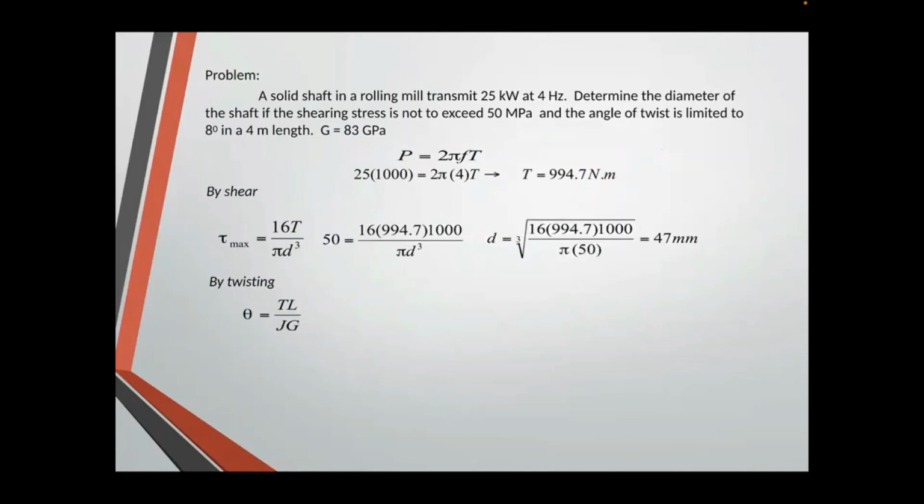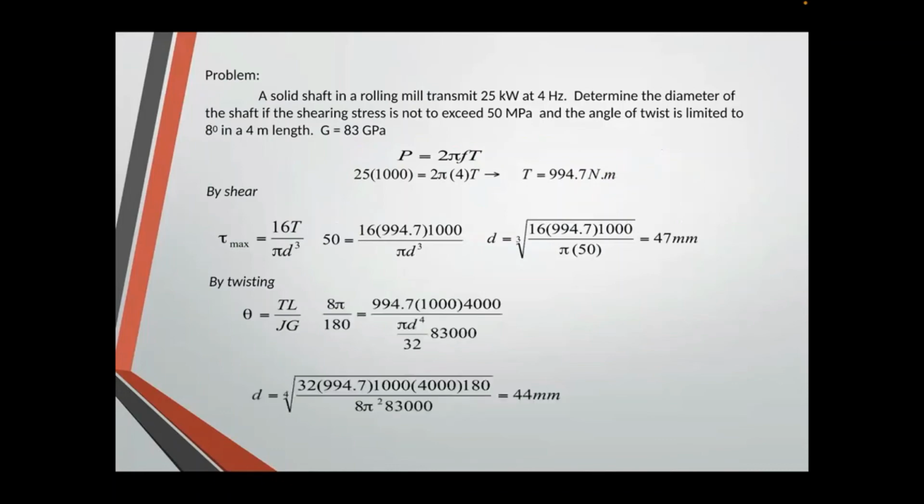So, by twisting, the same then, 8 degrees, convert nyo into radian. The torque is 994.7 times 1,000. The length is 4,000 mm. J is pi d to the fourth over 32. G is 83,000. So, direct substitution.